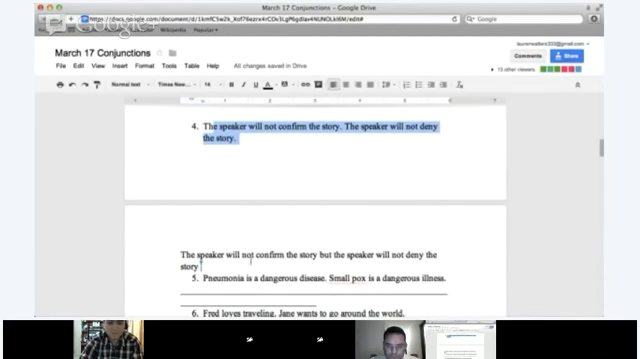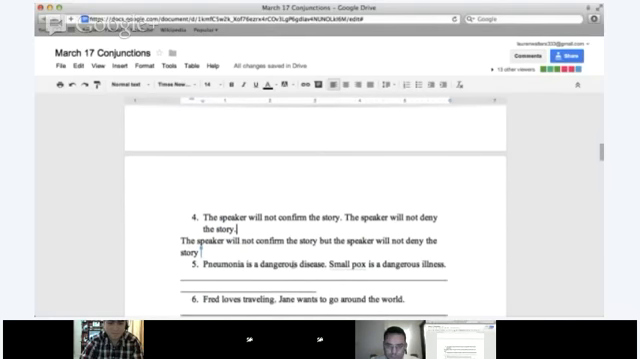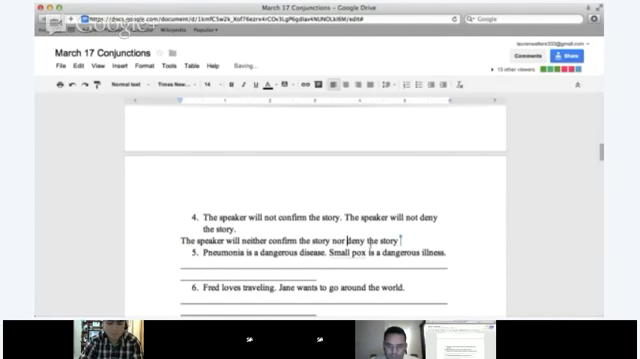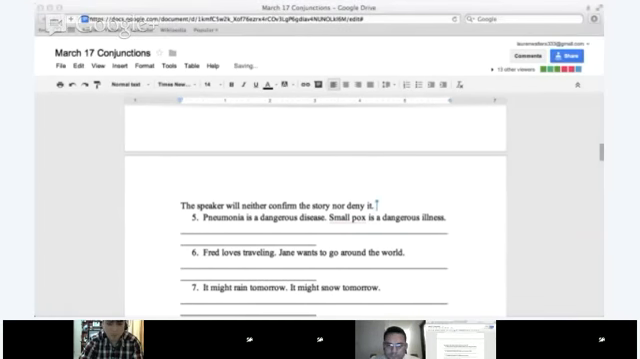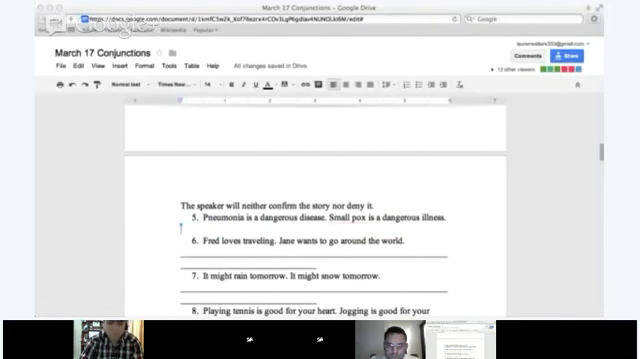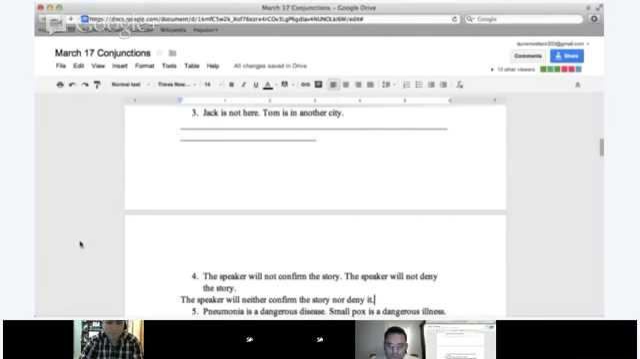The speaker will not deny the story. So the speaker will not confirm the story, but the speaker will not deny it. So that would be a neither nor situation. So the speaker will neither confirm the story nor deny the story. Right? So do you see how that works? When you have 2 negatives like that, you would put them neither and nor, okay? Oh, okay. Okay, and let's move on.